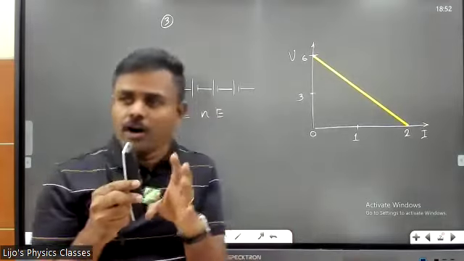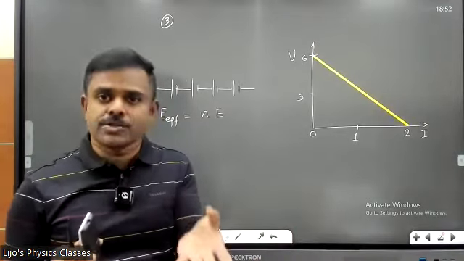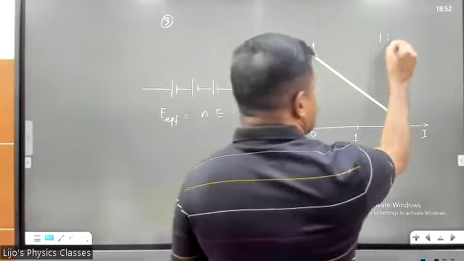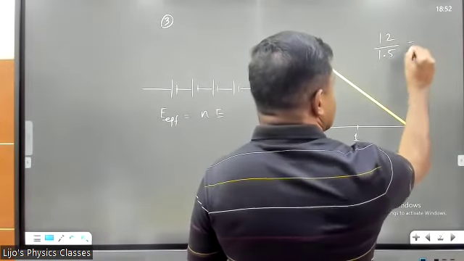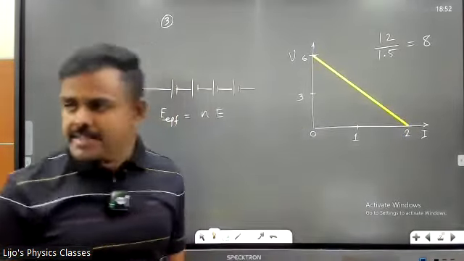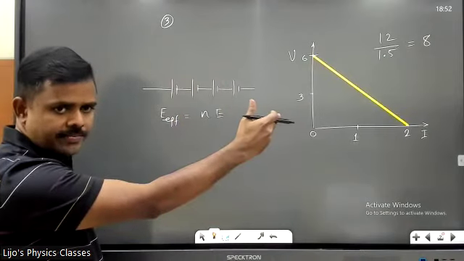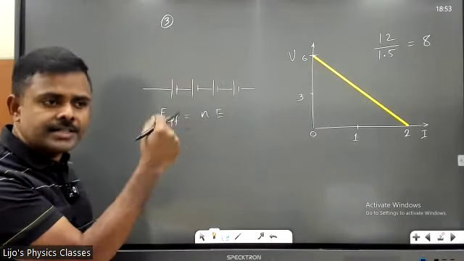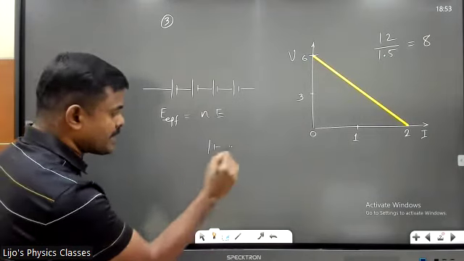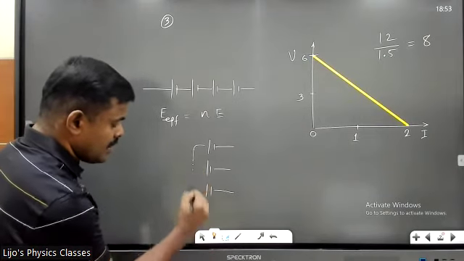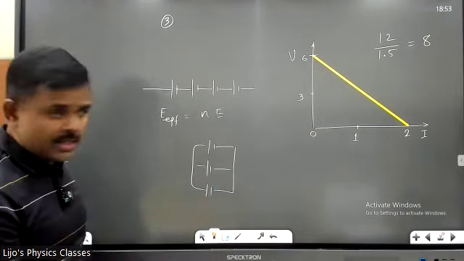If you need 12 volts, like your laptop needs, how many cells will you connect? 12 by 1.5 is 8 cells in series. Got it? So the point is very simple. When N cells are connected in series, the effective EMF is given by N times E. What if they are connected in parallel like this? Whatever be the number of cells, the effective EMF will be only due to one cell.